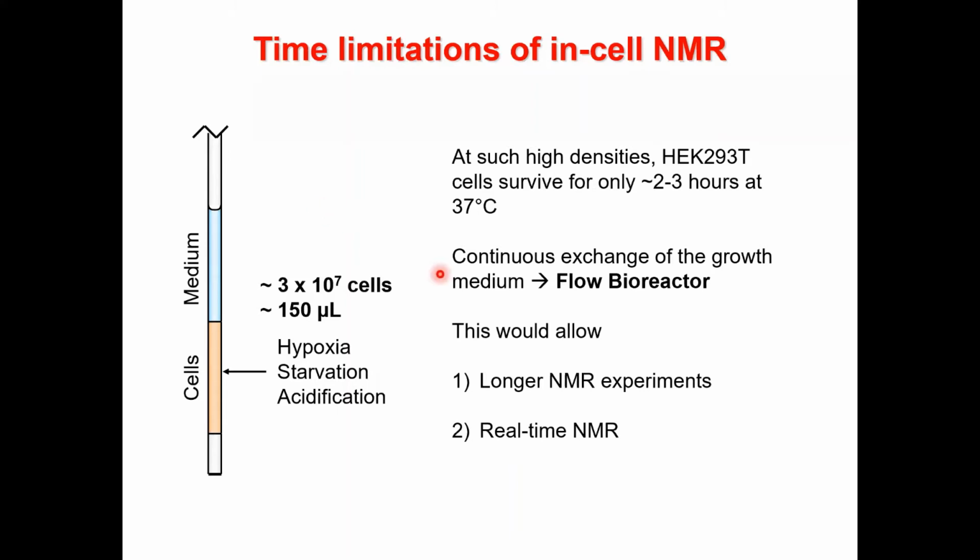So what's the solution for that? The solution is to provide a continuous exchange of medium so that new fresh medium is provided to the cells and the byproducts of metabolism are discarded. And this can be realized with a flow bioreactor.